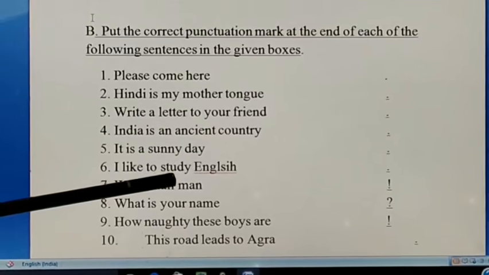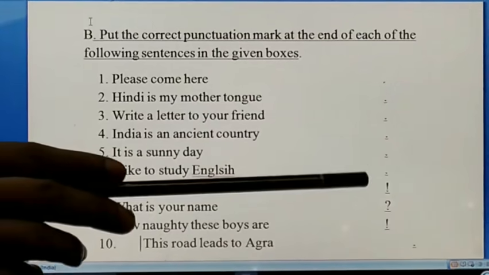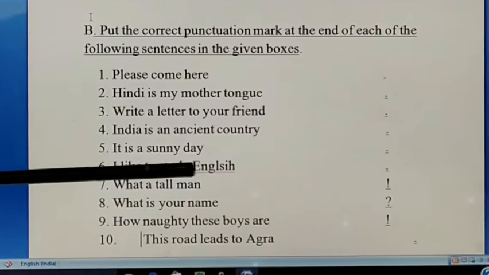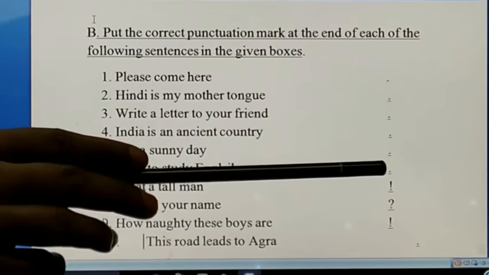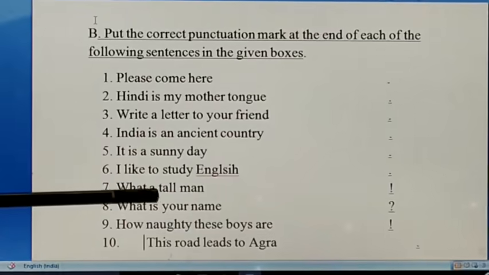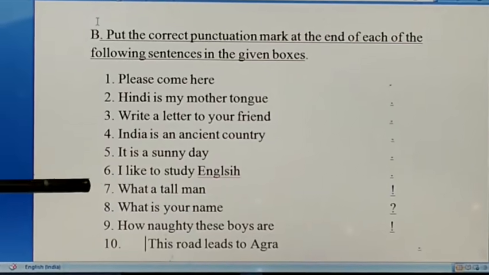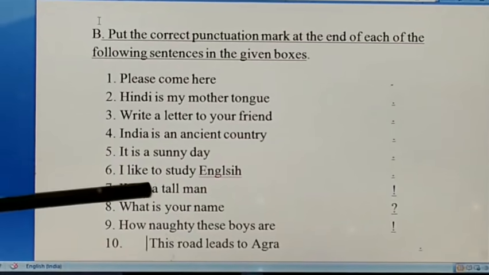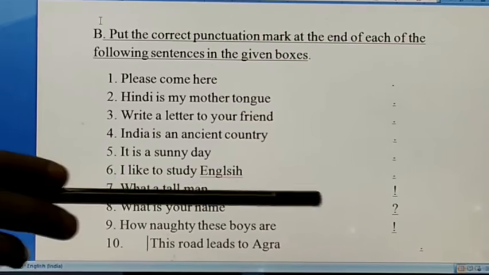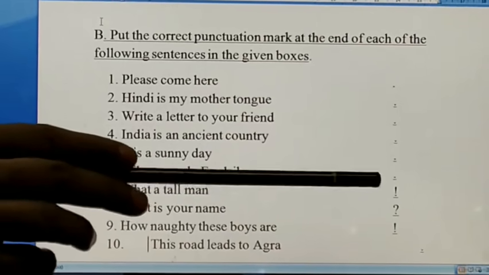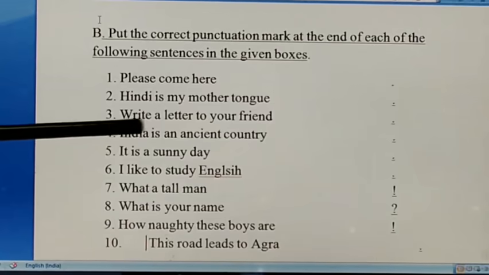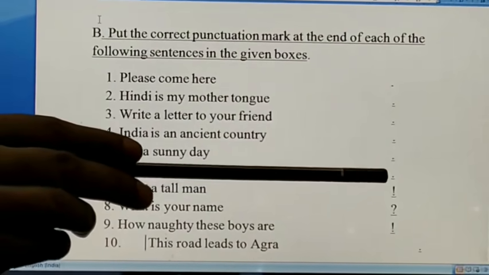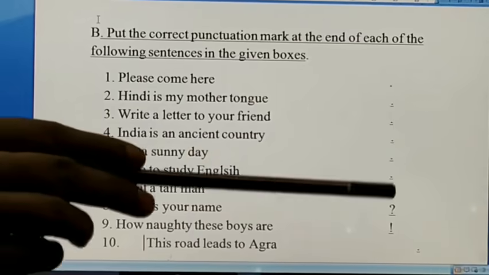I like to study English. Full stop. Okay, this is also an assertive sentence. So you have to write a full stop. What a tall man. Now see this sentence. What a tall man. Now what are you going to write here? Exclamation mark. It is an exclamatory sentence. So what are you going to write here? Exclamation mark in the box.